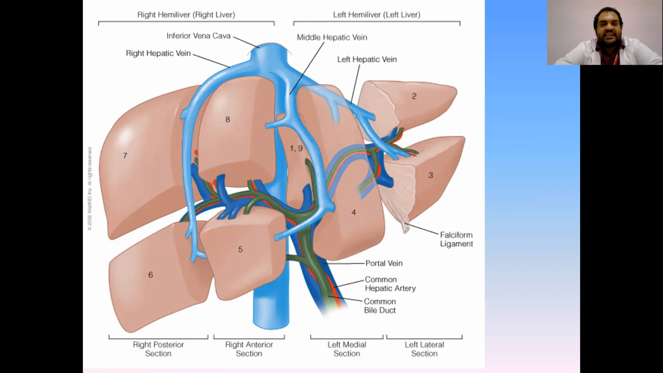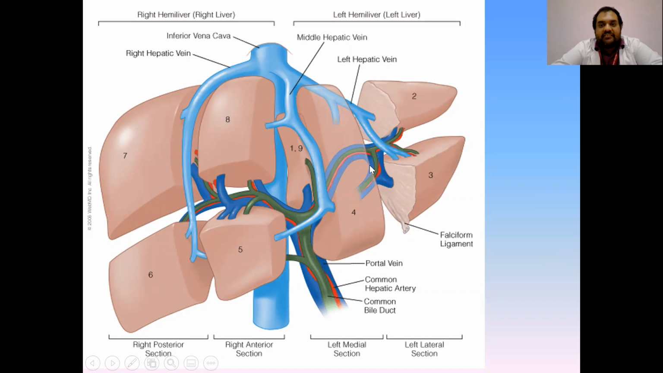And this is a line diagram showing the various segments in the liver. And they are placed in the clockwise manner. And we can see the inferior vena cava, right hepatic vein, middle hepatic vein, and left hepatic vein. And each segment has their own blood supply.